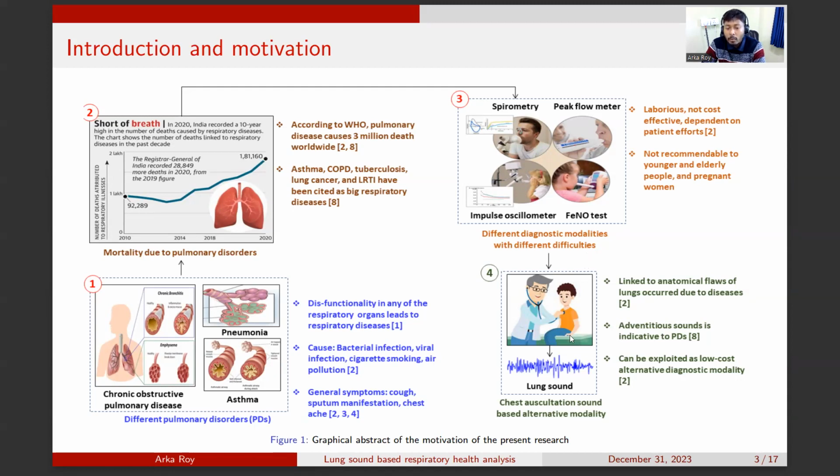For that, in our research, we'll be focusing on lung sounds or chest auscultation sounds, which we actually hear at the time of chest auscultation using a stethoscope, as these sounds are highly linked to the abnormalities present in the lungs due to any of the respiratory diseases.